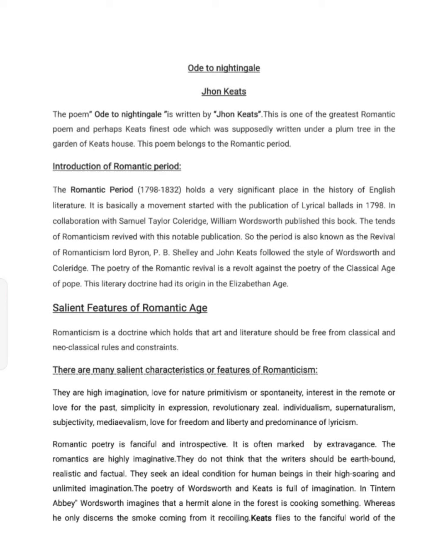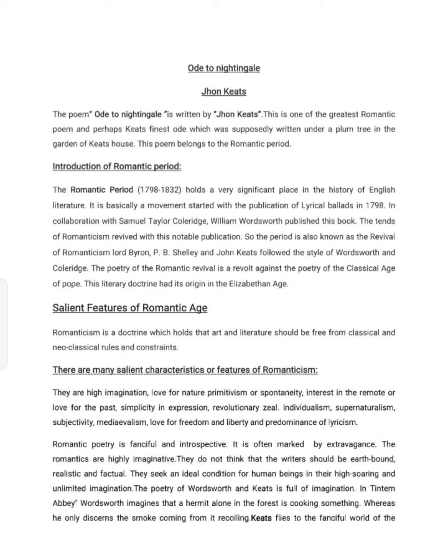P.B. Shelley. So, in the introduction of the Romantic period, it holds a very significant place in the history of English literature. It started from 1798 and lasts till 1832. It is basically a movement started with the publication of Lyrical Ballads in 1798. In collaboration with Samuel Taylor Coleridge, William Wordsworth published this book.